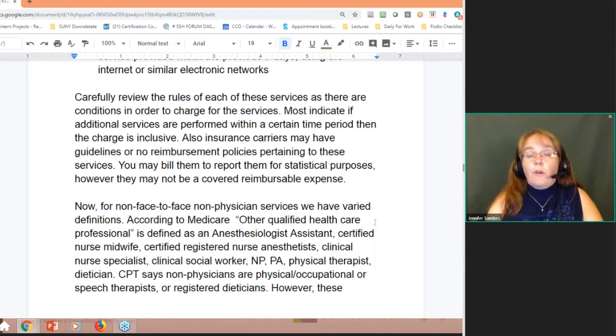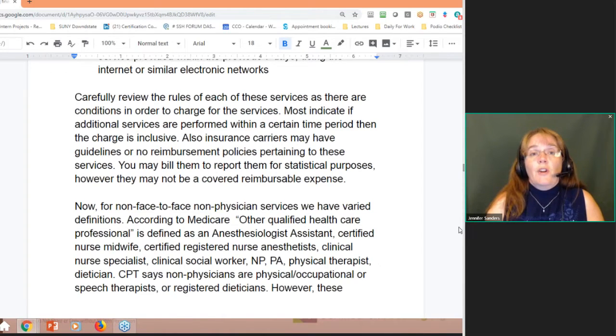Some of the codes were 14 days for that interprofessional consultation. Say you called that doctor in Boston and said, I need to get my patient in there. If they're going to come in the next 14 days, then they don't bill for that because they're going to be seen. And also insurance carriers might have their own guidelines, or they may not pay for it.